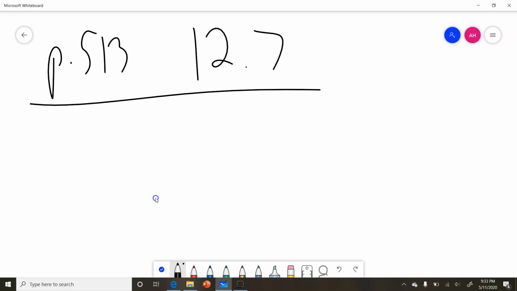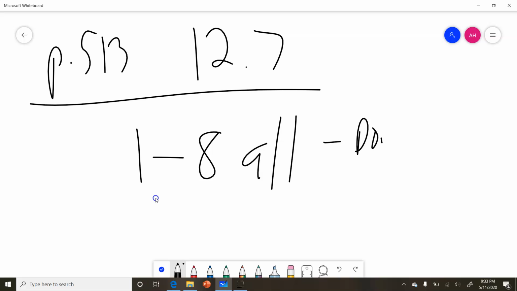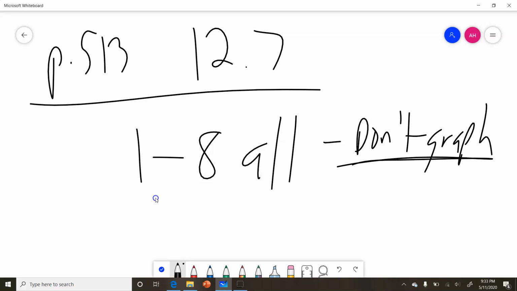Now, some of these you don't have to graph. So follow along with me. This is page 513. And this is 12.7. We are going to do 1 through 8 all. Okay, here's the key part. You don't graph these. All you do is plug in the function. They say f of 0, f of 2, f of negative 1, and f of 4. That's all you do. Then, the only rest of the homework here is 13 through 18 all.